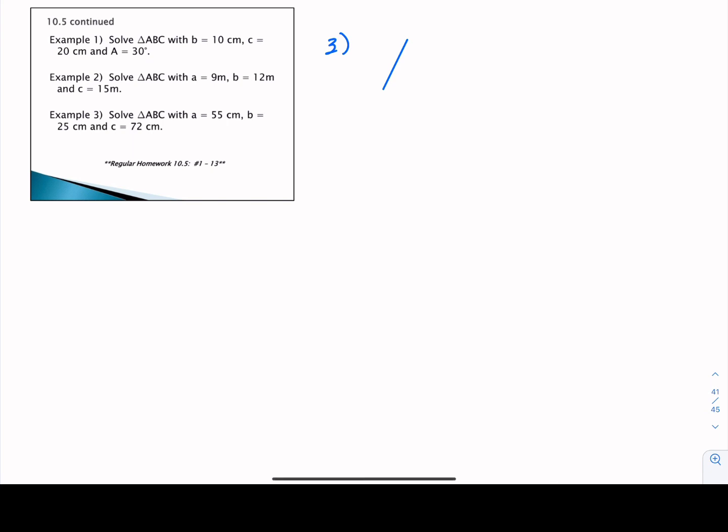So in our last example, we want to solve triangle ABC with A measuring 55 centimeters, B measuring 25 centimeters, and C measuring 72 centimeters. Once again, I have no clue whether this is an acute, an obtuse, or a right triangle, so I'm just going to draw a very general triangle. My longest side is 72 centimeters, so I'm just going to label it that way, and that's across from angle C. My second largest side is A, so I'm going to label it with A in my left corner, measuring 55 centimeters across from that angle, and angle B will be across from 25 centimeters. So what we have here are three sides.